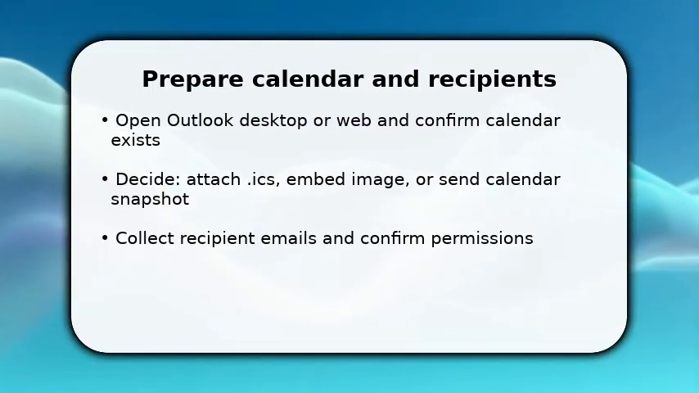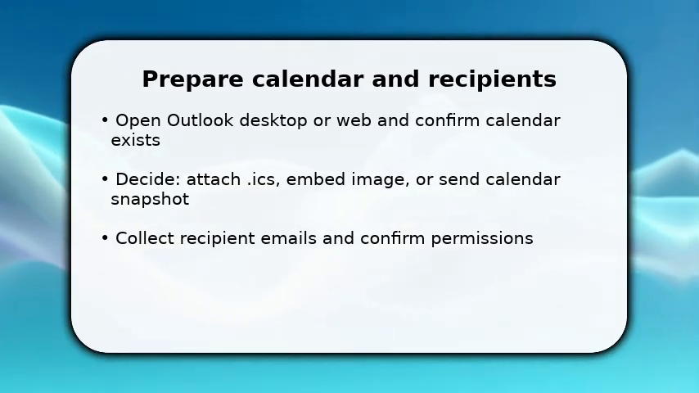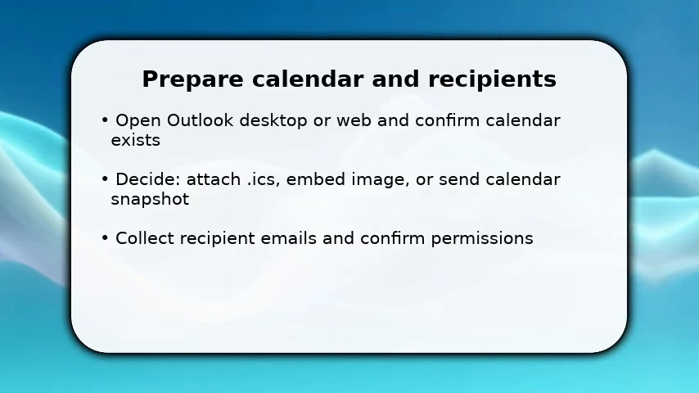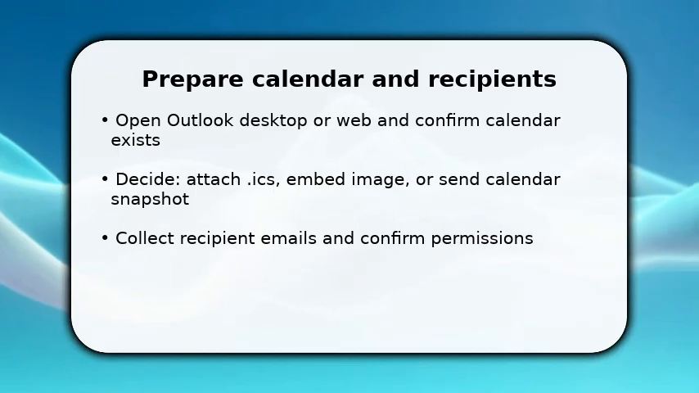You start by verifying your calendar and recipients. Open Outlook where you keep events. Once done, choose how you will share. Attach an ICS file for full details, paste an image for quick view, or use calendar sharing for live access.